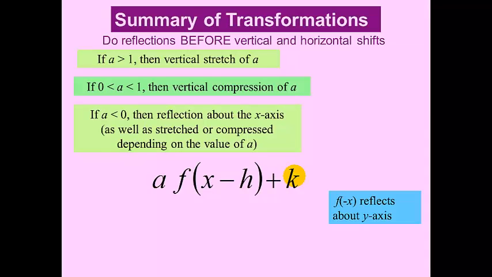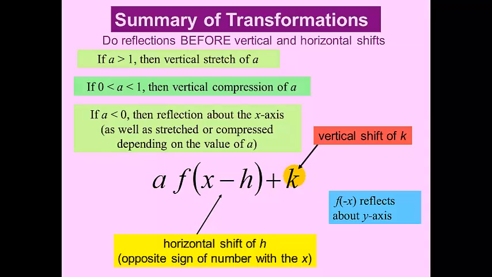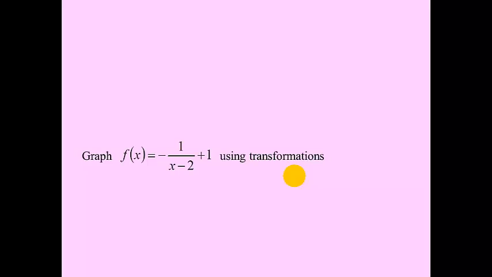Now if we have f of negative x, so we put a negative x in the function, that's a reflection about the y-axis. We would have a vertical shift of k, a number added on the end, and we would have a horizontal shift of h. So let's put all of that together in an example.